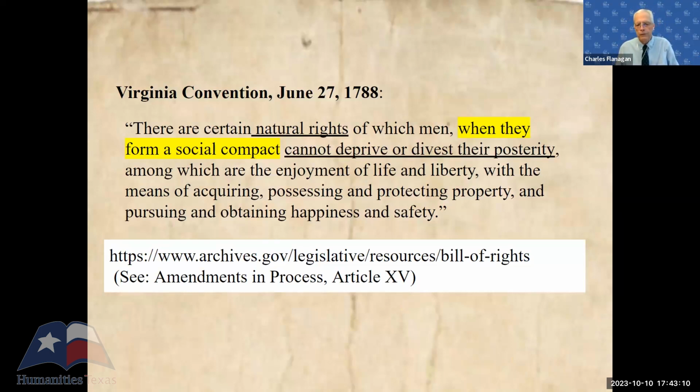So, this gives you an idea of what the Anti-Federalists were saying, and you might wonder, where did they get this idea from, and where did it appear also?